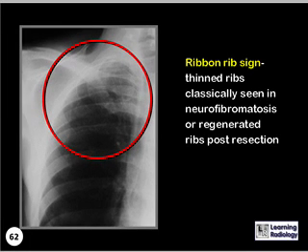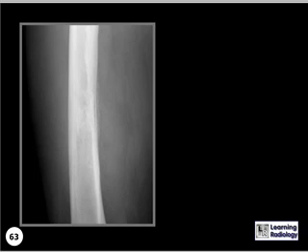These are ribbon ribs, thinned ribs classically seen in neurofibromatosis, or regenerated ribs following rib resections. What finding is depicted here?